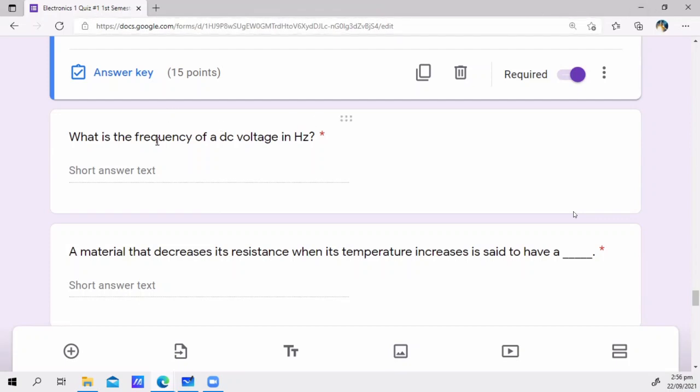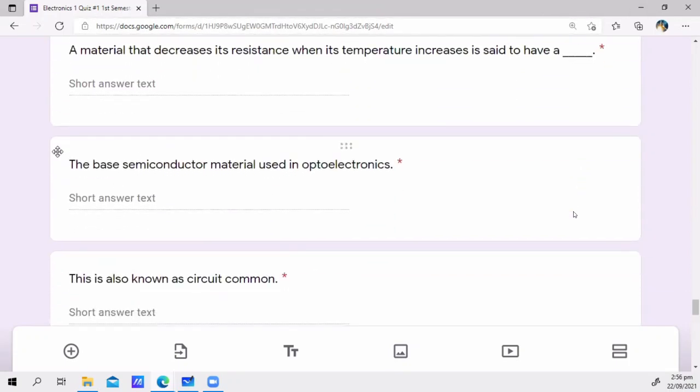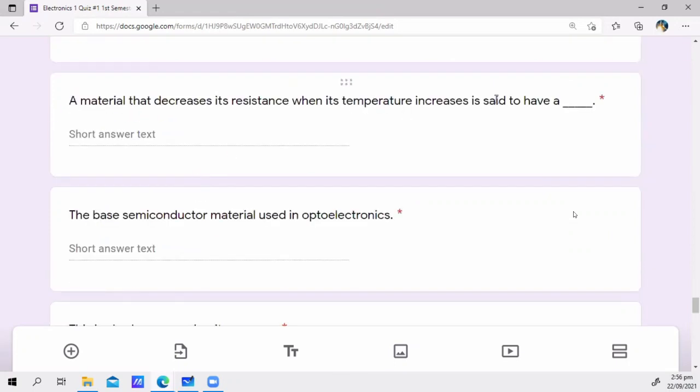Okay? Next. A material that decreases its resistance when its temperature increases is said to have what? So as the temperature rises, the resistance decreases, inversely proportional. So what is that called? NTC or negative temperature coefficient.